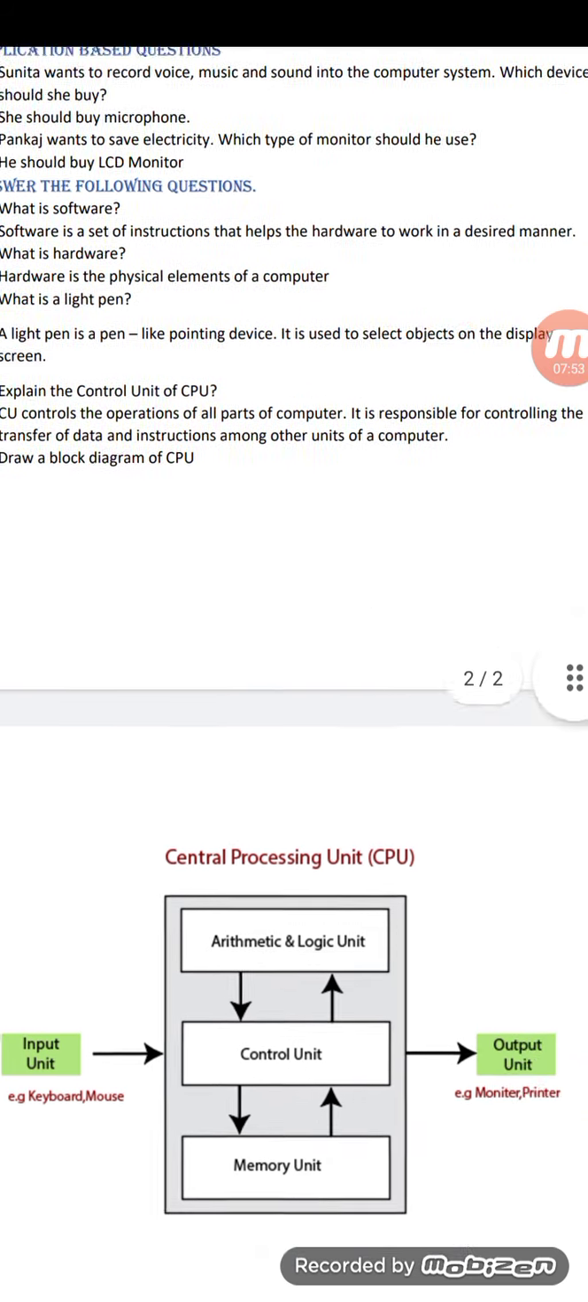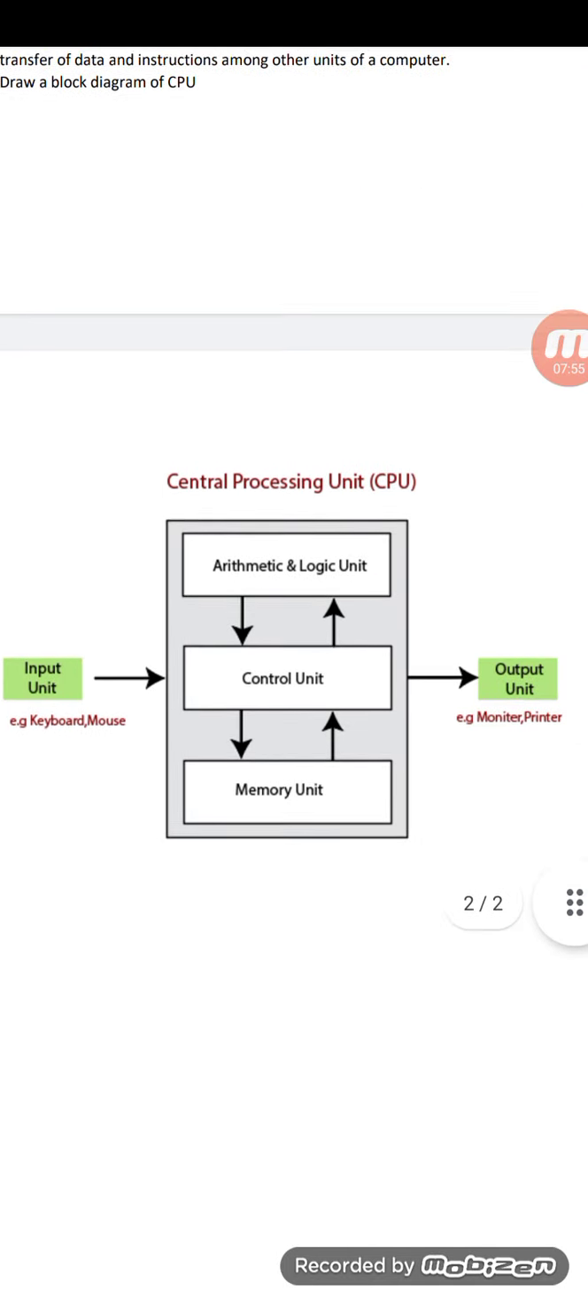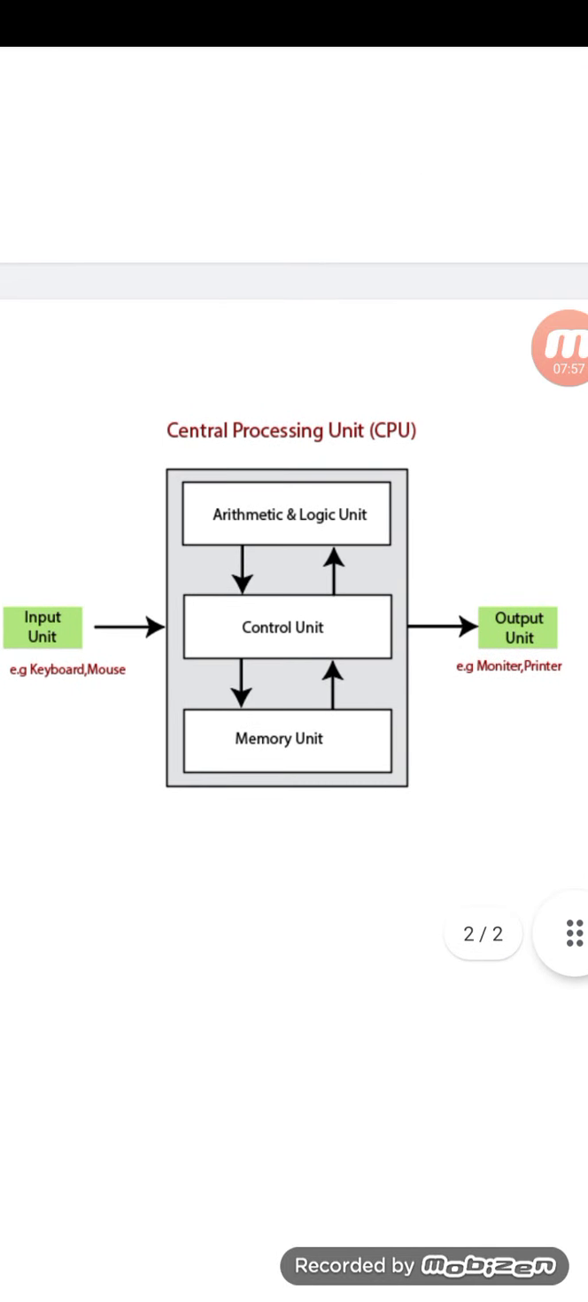Draw a block diagram of CPU. Fifth question. This is the block diagram. In your textbook also you can find the block diagram. You can just see and draw from that also. Otherwise you can copy this also. Input unit, output unit. In between input and output, the CPU comes. There all the processes are taking place.